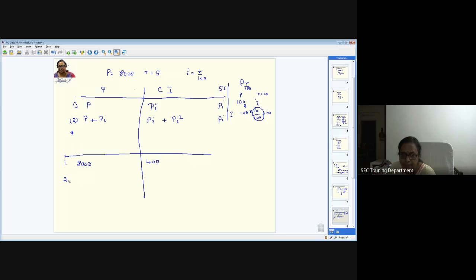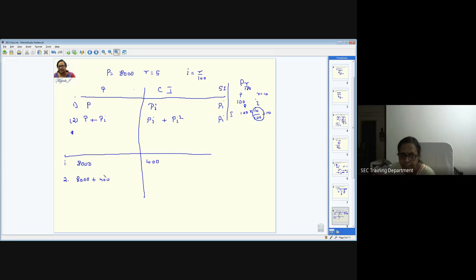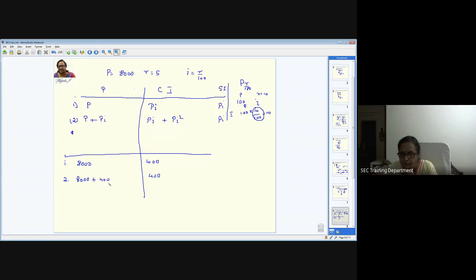And the second year, what will happen now? What will be the principal? The same 8,000 is going to be principal every year, but that interest also will become principal, correct? Yes, ma'am. And now you have to calculate interest for the entire thing. So for 8,000, 5% is 400. And for 400, what is 10%? 40, ma'am. So what is 5%? 20. Okay, that is 20.